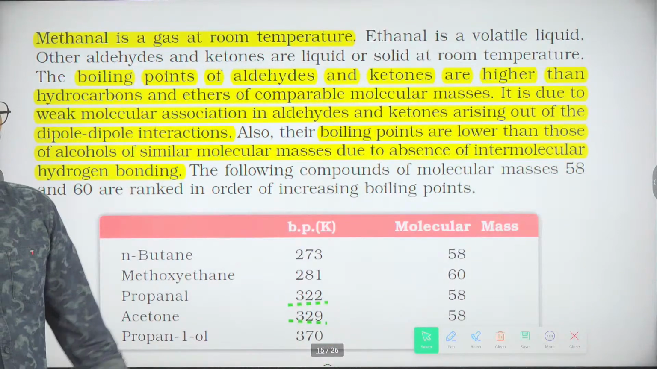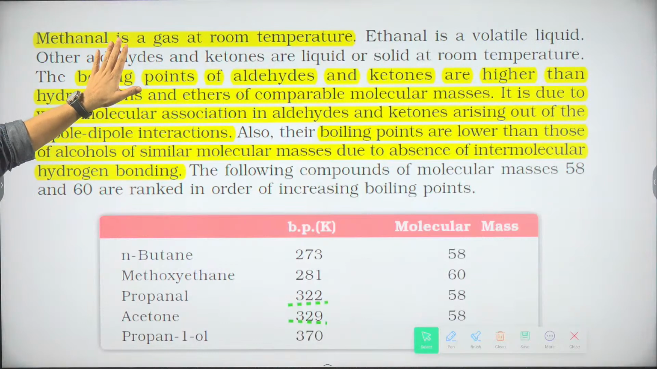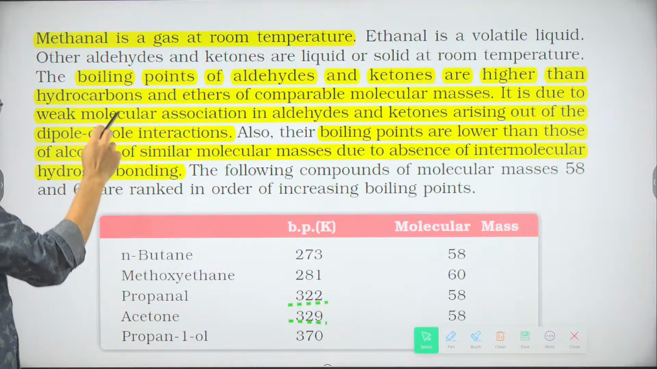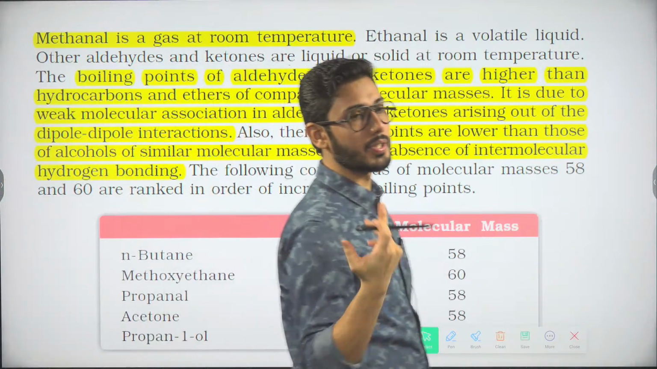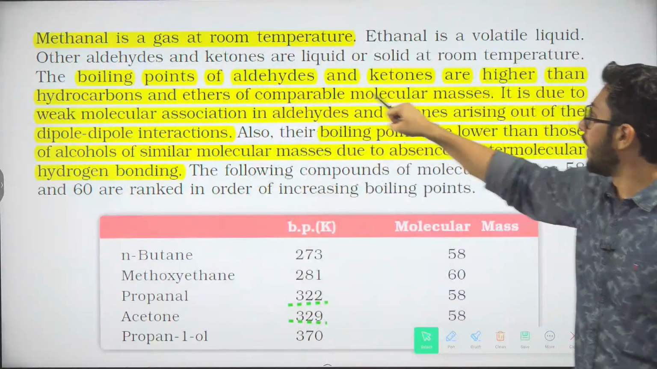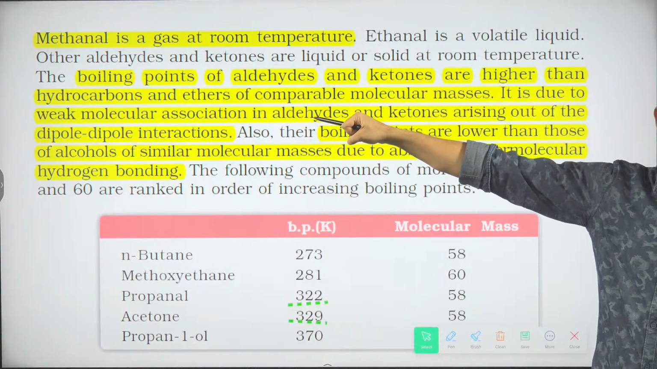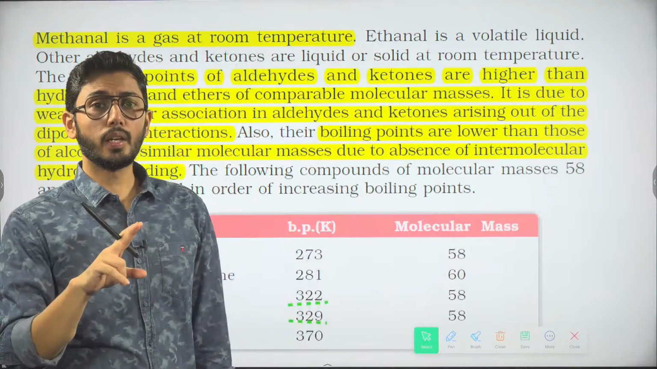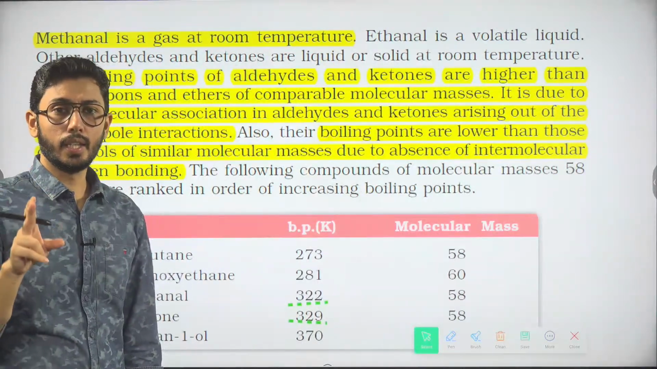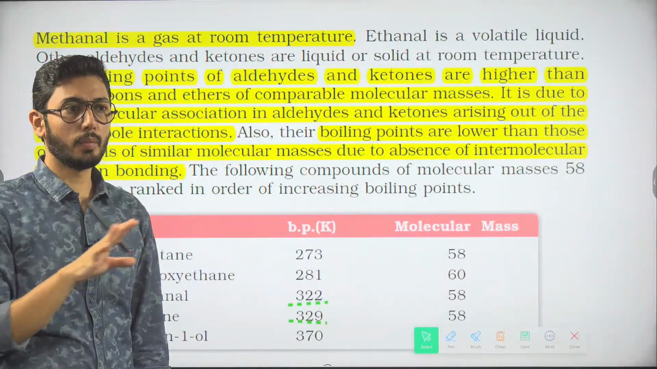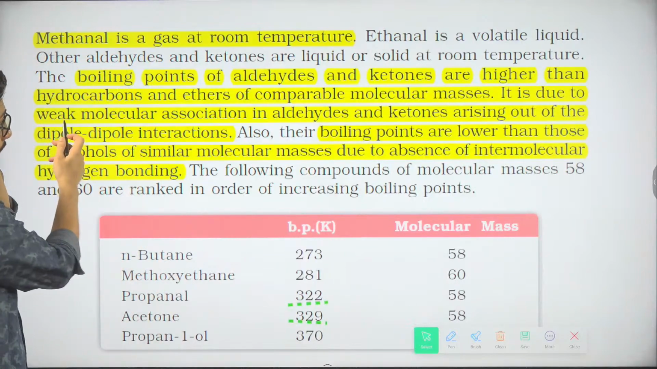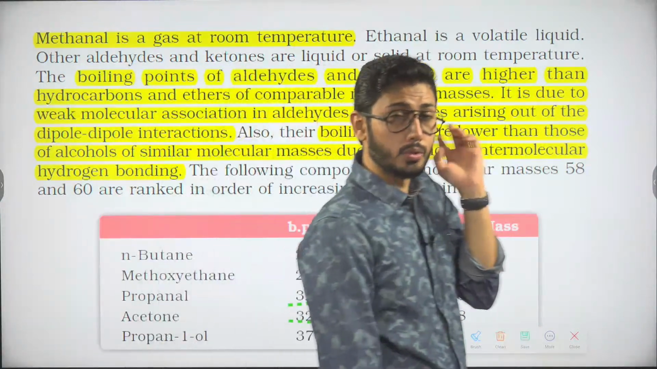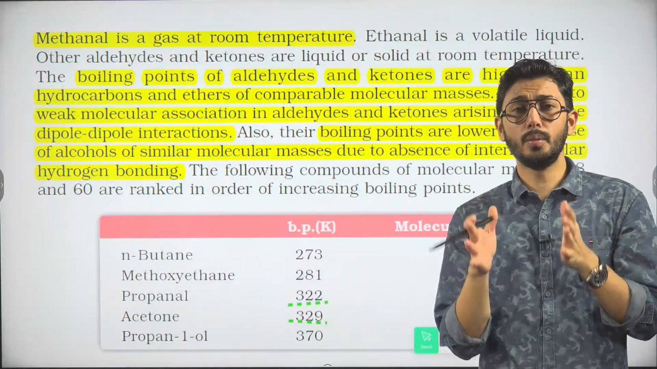Then the other point here is physical properties. Methanal is a gas. Another thing: this was a question asked last year, so the chances are very low, but still go through it. The boiling points of aldehydes and ketones are higher than those of hydrocarbons and ethers of similar molecular mass. The reason is the weak molecular association present in aldehydes and ketones. Weak means it is not extremely strong.